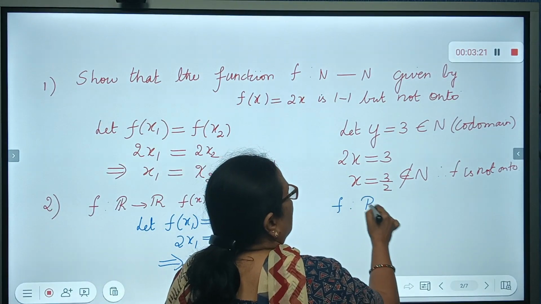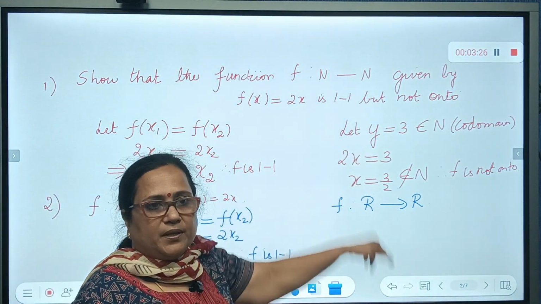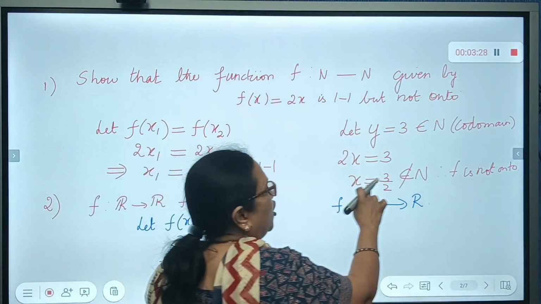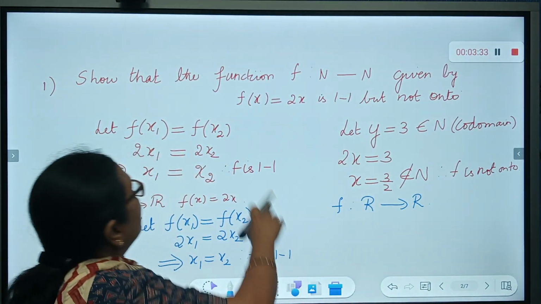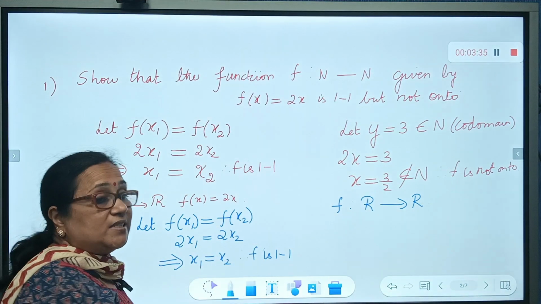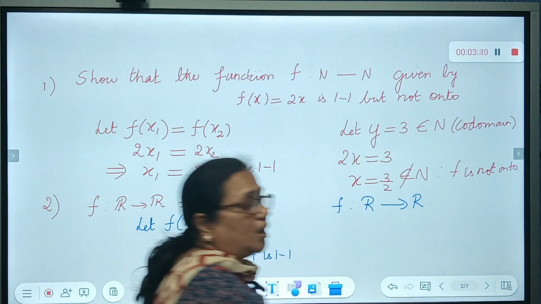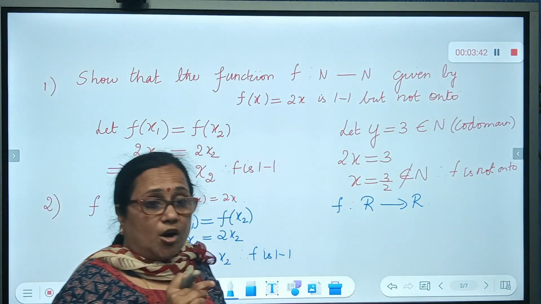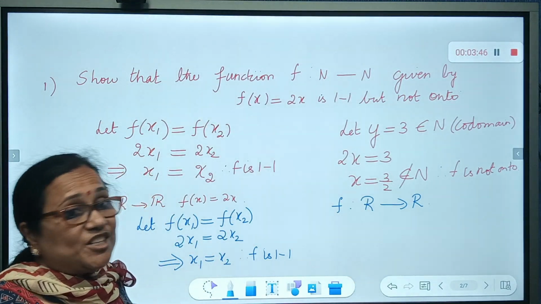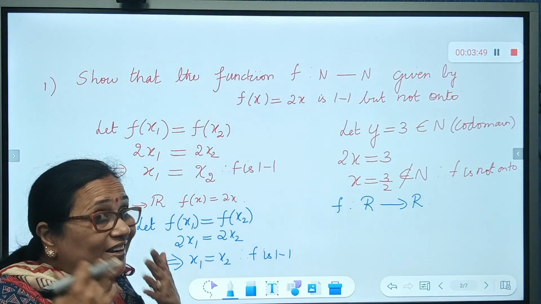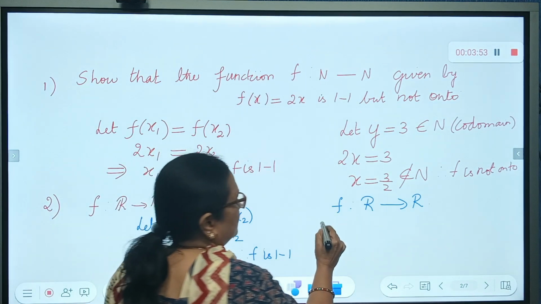f is from R to R. Now, I can't use this example here. Why? Because here, if I take an odd number, I got x to be a fraction, and that will not belong to N because N is a set of natural numbers. Whereas here, f is from R to R. So, real numbers include integers, rational numbers, and also irrational numbers. So, you get a feeling maybe it is onto. So, how do you check that?